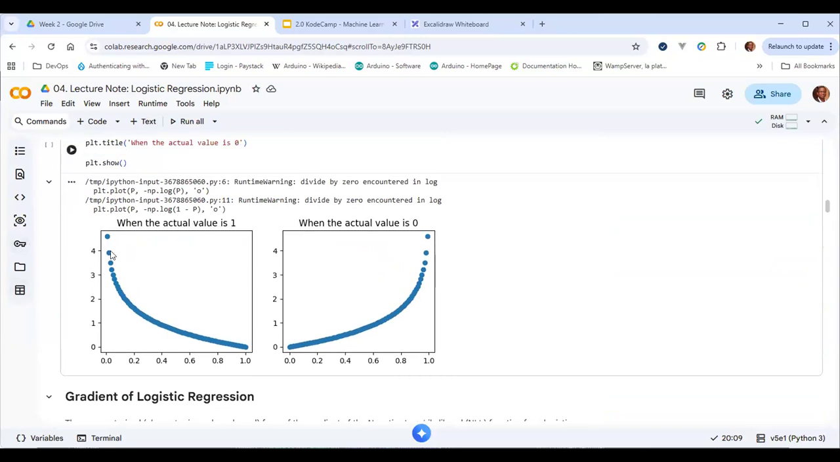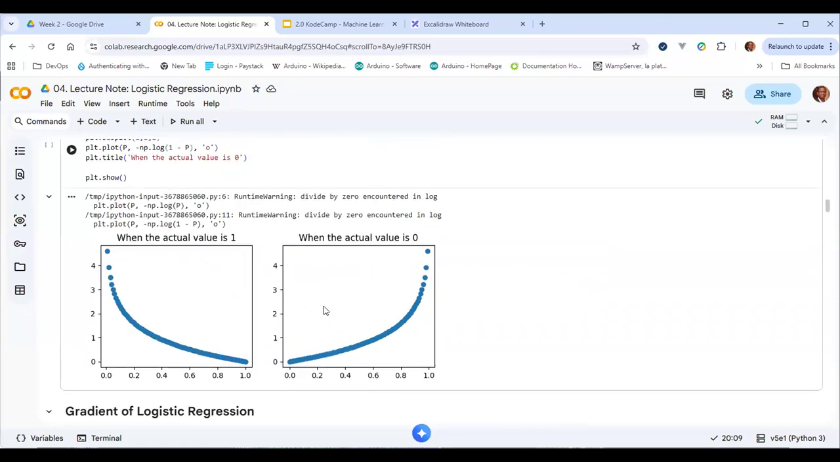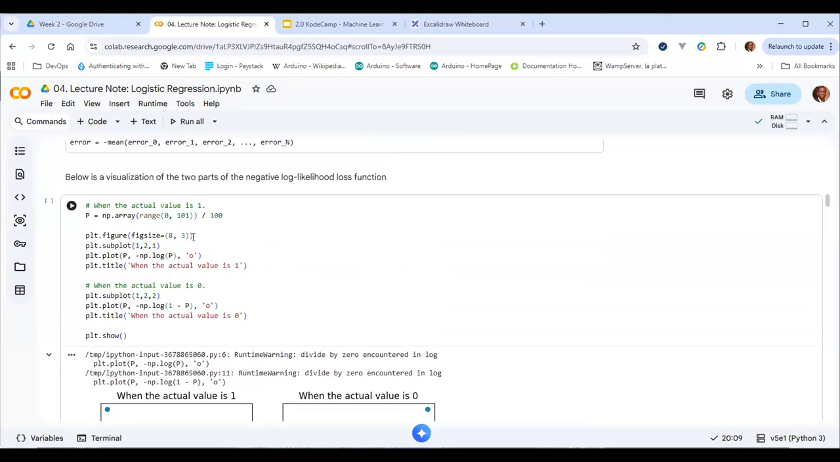So when the actual value is 1, you can see it goes this way. When the actual value is 0, it goes the other way. So what this means effectively is that when the actual value is 1 and your predicted value is 1, then your loss is very small, which is what we want. But if your predicted value is closer to 0, which is down here, then your loss will be very high, which is what we don't want. Conversely, when the actual value is 0 and your predicted value is 0, you are close to the actual value, so your loss is 0. But if your predicted value is 1, which is very high, then your loss will also be very high. So that is how you can intuit that aspect.